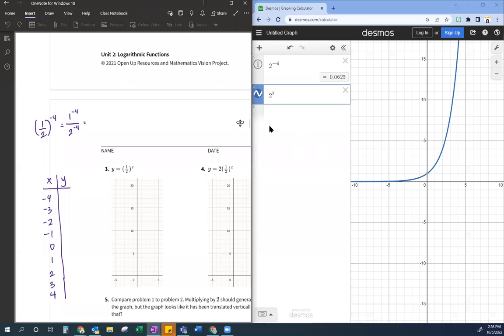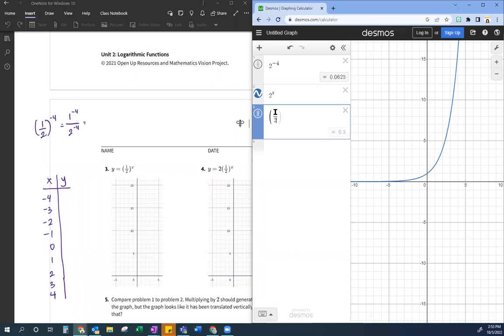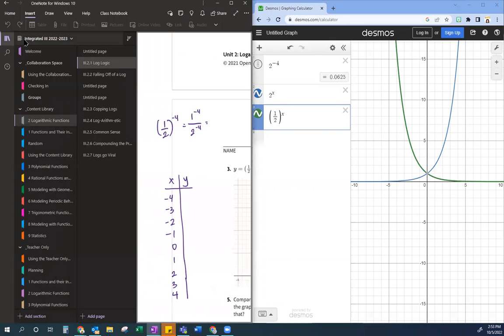There you go. So when I graph this, 1 divided by 2 to the x, oops, that's not where I wanted it. Nothing went where I wanted it to go. So do you see how that looks? So there goes that. OneNote is very laggy right now. Hold on a second.